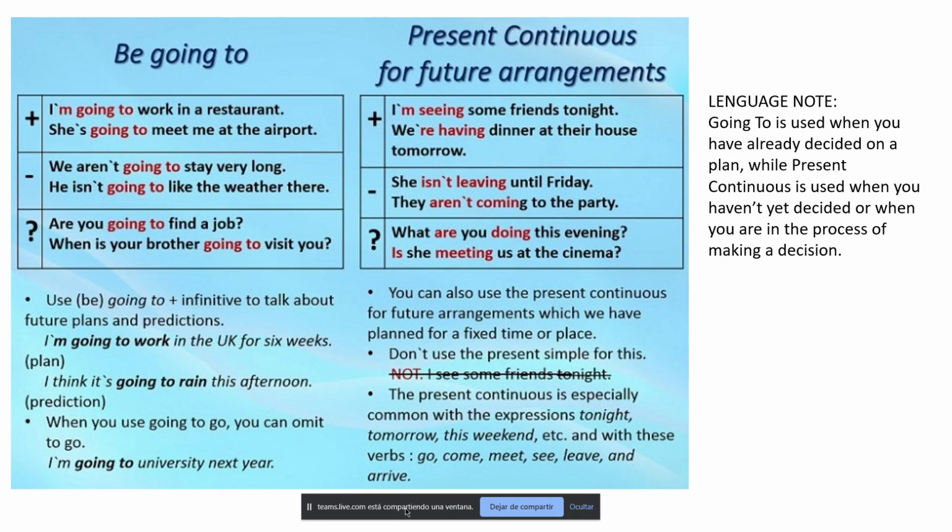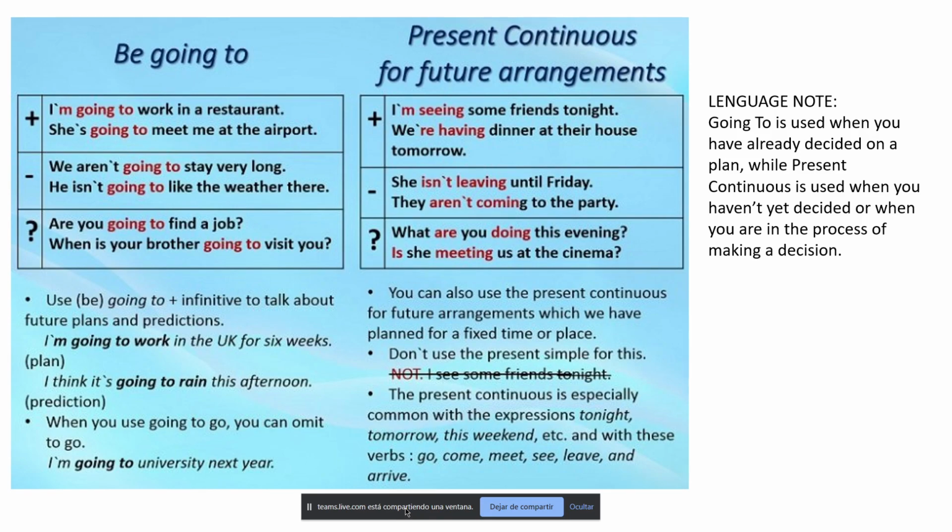For example, do you remember that in the last class we checked that we use present simple when we have a schedule? For example, the train leaves at 7:45. So we use present simple when we have a schedule, but we don't use present simple when we have an arrangement. Okay?